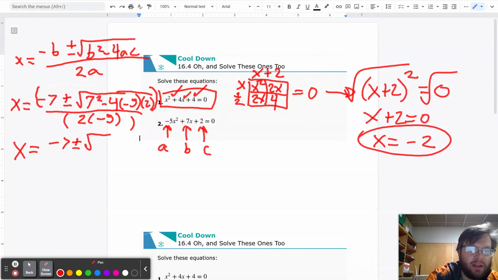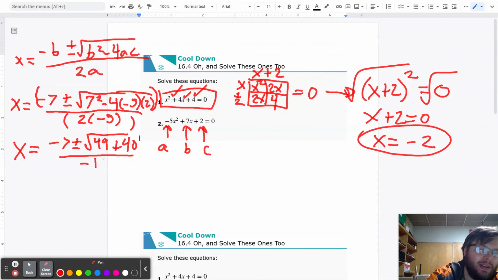So the way I break it down is I just calculate 7 squared and 4 times 5 times 2. So 4 times 5 is 20, times 2 is 40. 2 negatives make it into a positive, so I get 49 plus 40. 2 times 5 is 10, so I have negative 10 on the bottom. And I would leave my answer like this: negative 7 plus or minus root 89 over negative 10.